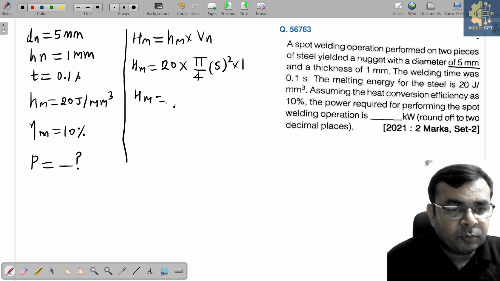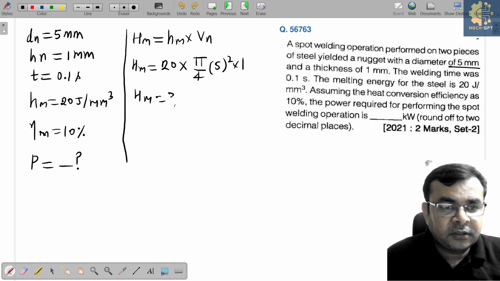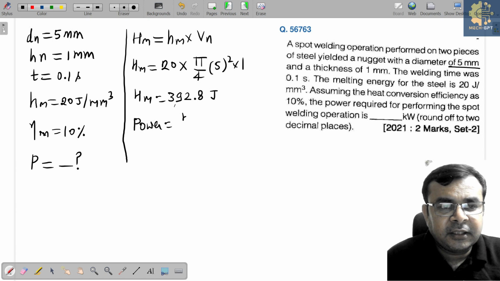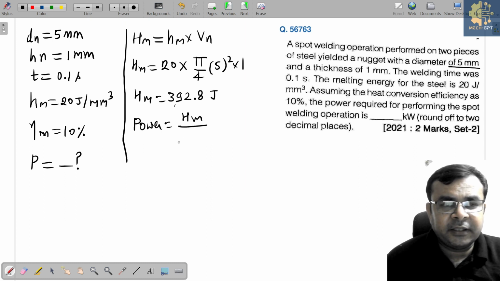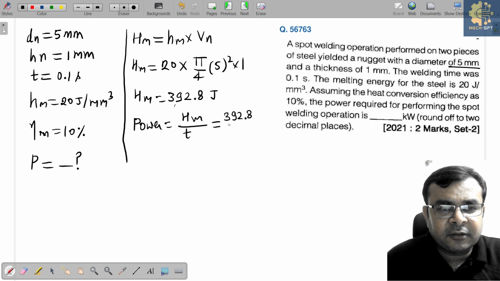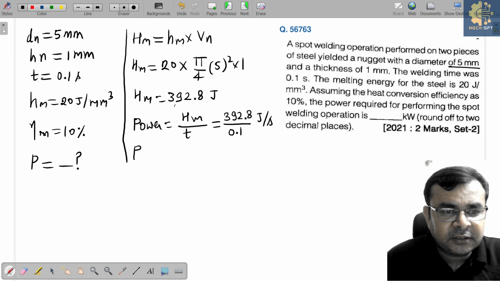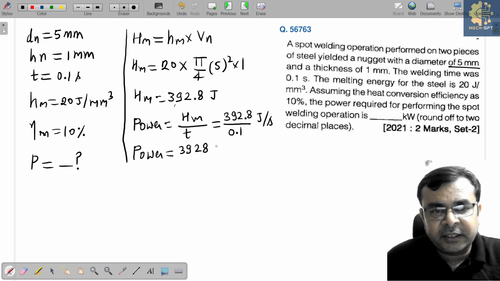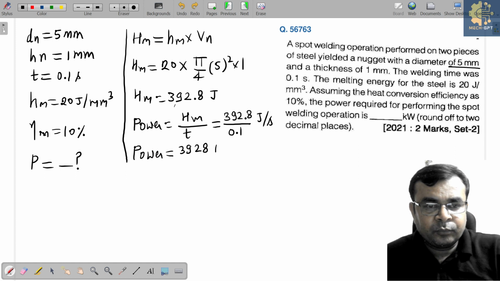So from this, after calculating here, we get 20 into 392.8. This is 392.8 joule. So if I calculate power, can I say this much amount of heat is required for melting per unit time? Correct. So it becomes 392.8 over 0.1 joule per second. So from this here we get power, which is nothing but 3928 watt. Yes or no?